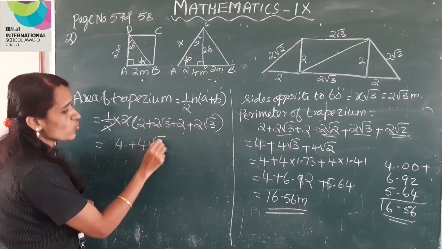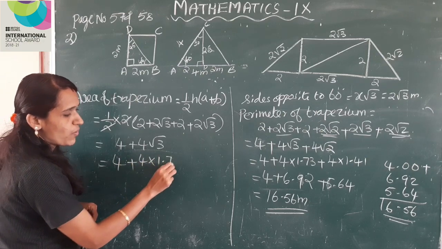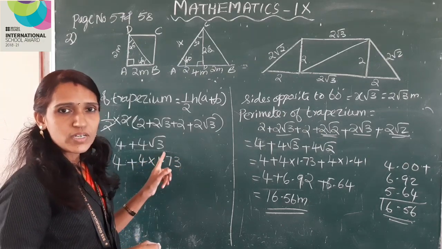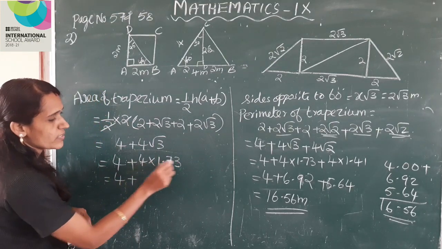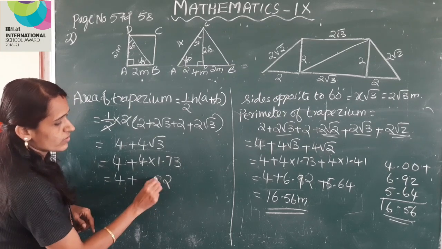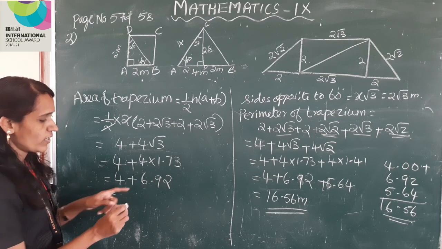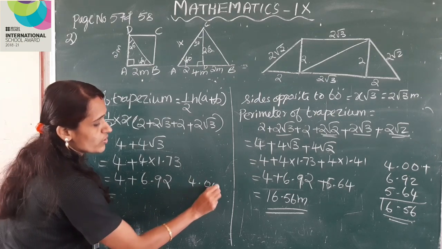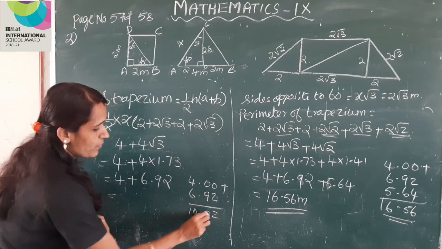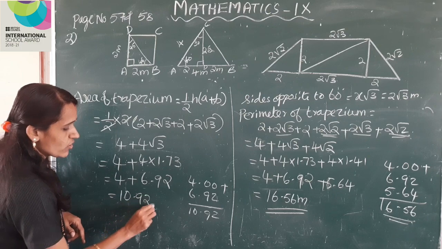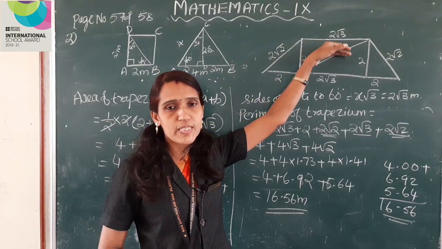This is equal to 2 by 2, 1, into 2 plus 2, 4, plus 2 root 3 plus 2 root 3, 4 root 3. This is equal to 4 plus 4 into 1.73. The approximate value of root 3 is 1.73. This is equal to 4 plus 6.92, which is 10.92 meter square is the area of this trapezium.